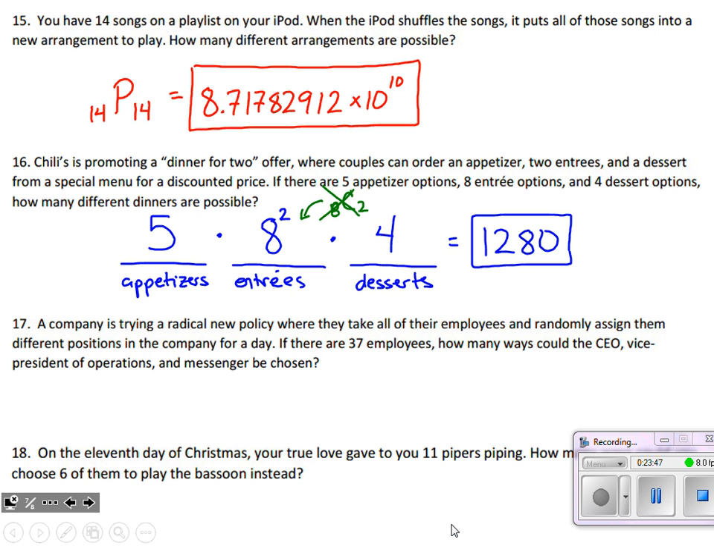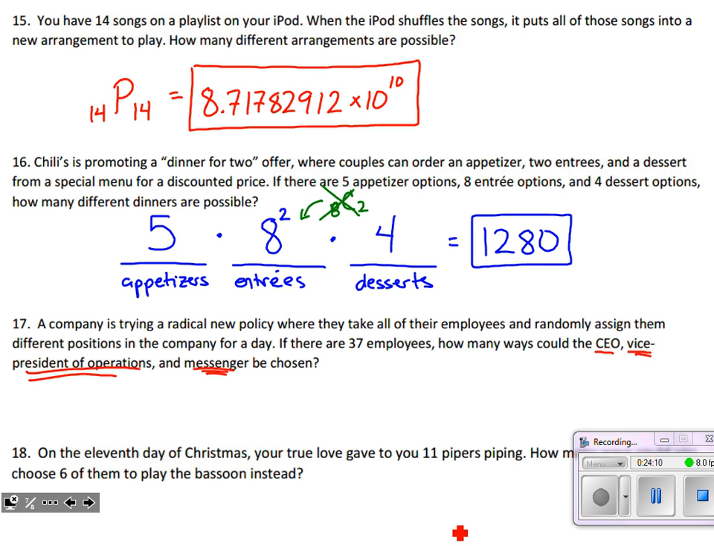17, a company is trying a radical new policy where they take all of their employees and randomly assign them different positions in the company for a day. If there are 37 employees, how many ways could the CEO, the vice president of operations, and the messenger be chosen? Okay, so it's kind of like doing a first, second, and third place finisher.